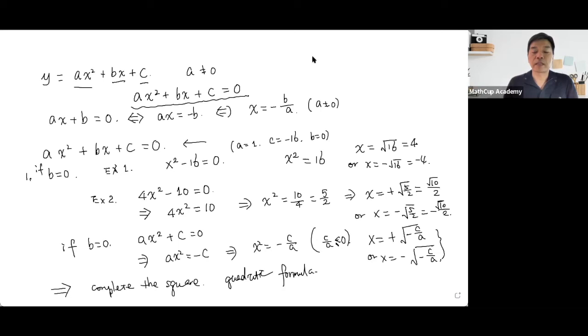So let's look at this. We already considered a special case 1, or simple case 1, when b equals 0, right? And here we're going to look at special case 2, when c equals 0. So that in the general form, ax squared plus bx plus c equals 0, now we have c equal to 0.